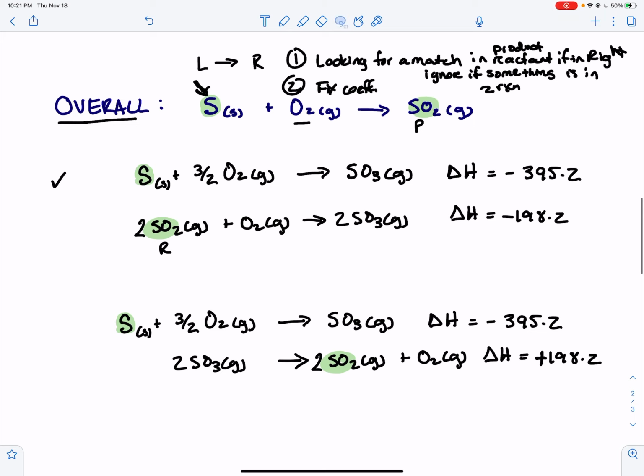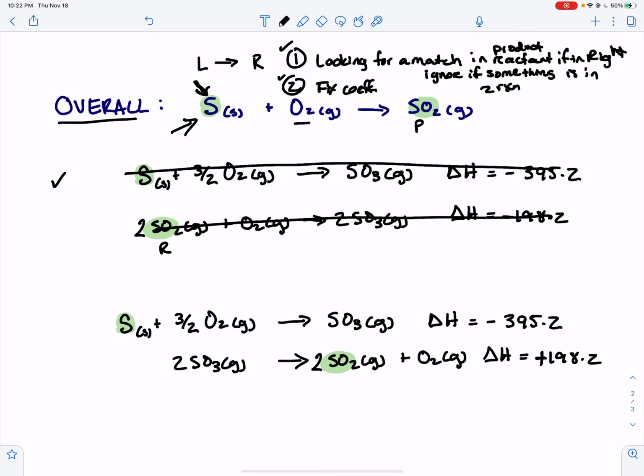So we are still comparing to this overall reaction right here. But we are no longer looking at these ones. You can get away without rewriting everything, but I wouldn't until you're confident and you've done it several times. So we've done our first step.